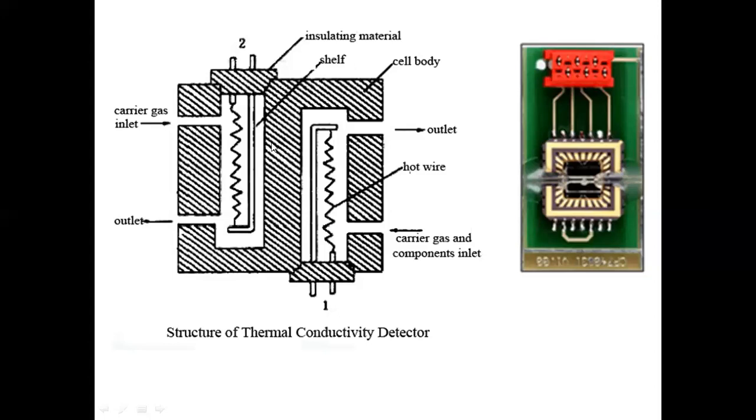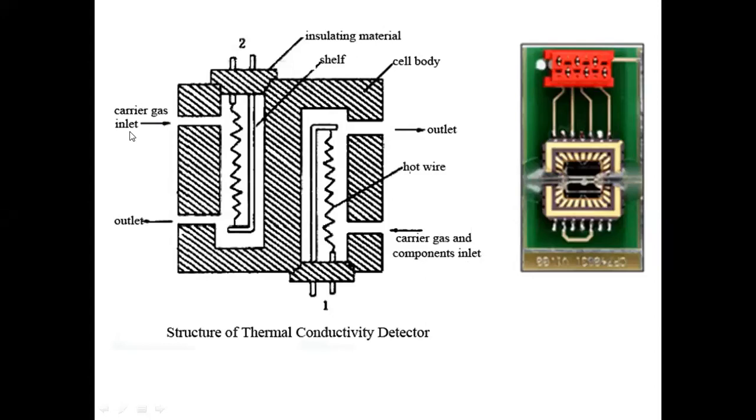Yes, sir. Next, what are the components of this thermal conductivity detector? There are two heated filaments present. One heated filament is provided with the carrier gas, and the other heated filament is provided with the carrier gas and the components from the chromatographic column. This is from the chromatographic column. This is from the carrier gas tank.